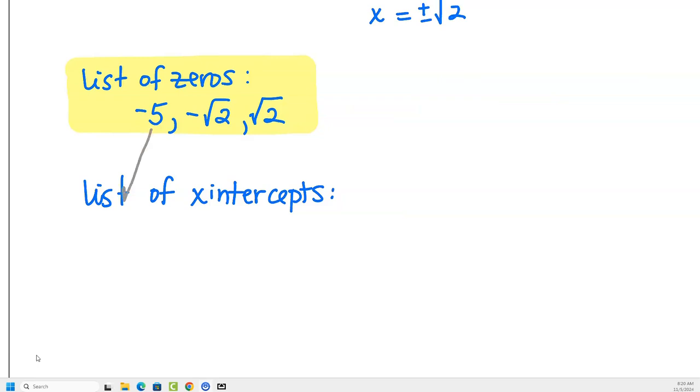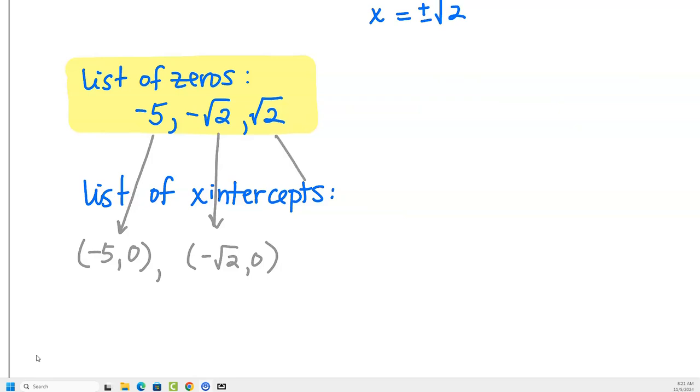Right, where the negative 5, whoops, let's fix that, would be negative 5 and then comma 0, right, because you go over negative 5, up 0. Okay, and then the same thing for this one here. It would be negative root 2 comma 0. Okay, and then finally root 2 comma 0.